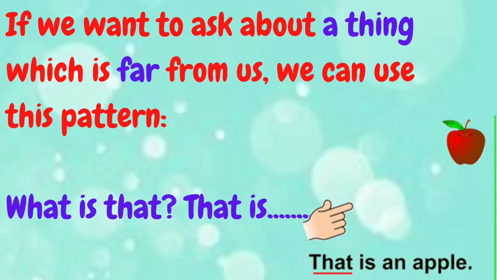If we want to ask about a thing which is far from us, we can use this pattern. What is that? So if we want to ask about one thing which is far from us, we need to say, what is that? If we want to tell about the thing which is far from us, we can say, that is blah blah blah. So "that" is only used for a thing which is far from us.